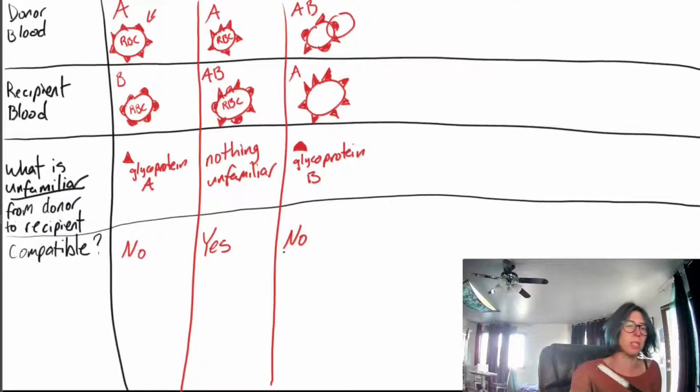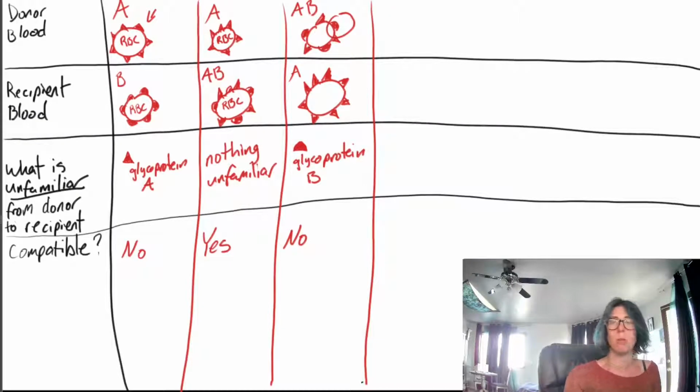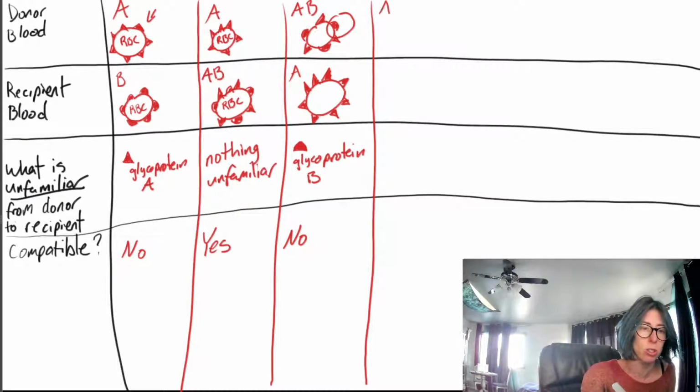And so you can see that an A donor can give to an AB recipient, because the A donation is familiar. But an AB donor cannot give to an A recipient because the B component of the AB is unfamiliar to the A recipient. So let's look at two others. I want to bring in blood type O in here. So let's look at an AB donor to an O recipient.